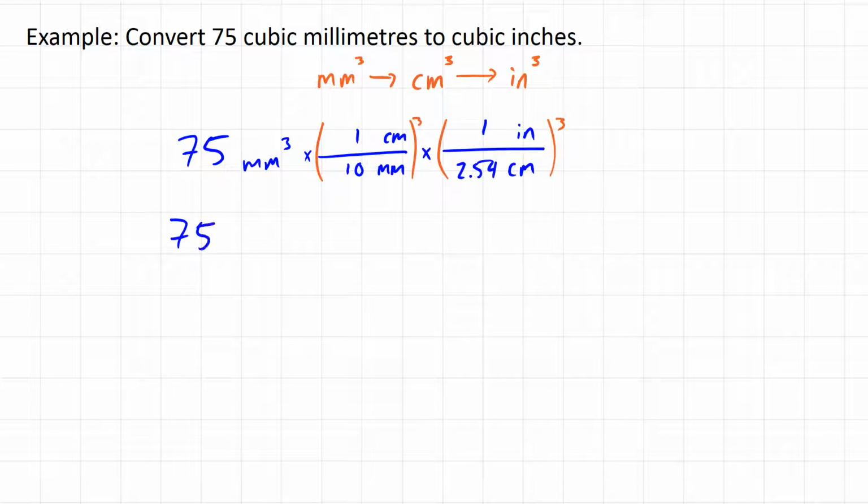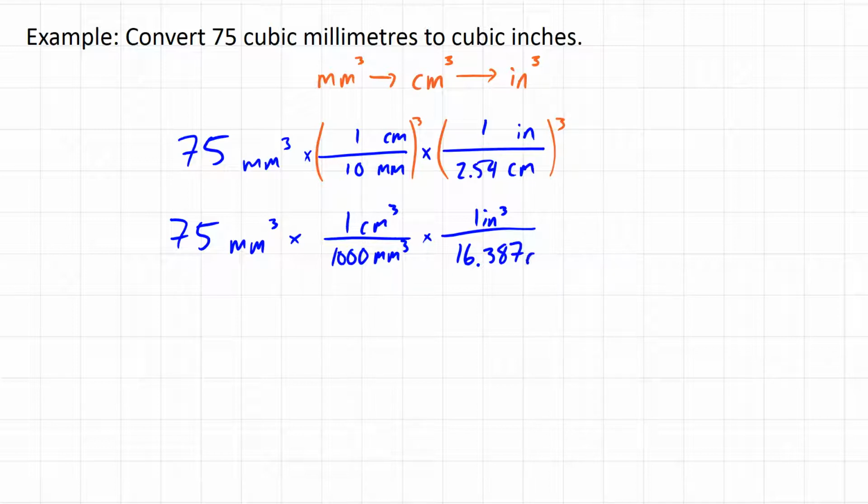So I'm going to have 75 cubic millimeters times 1 cubic centimeter per 1,000 cubic millimeters times 1 cubic inch per 16.387, I'm just doing some rounding there, cubic centimeters. Now let's make sure all those units cancel. Good. And now I'm ready to go.